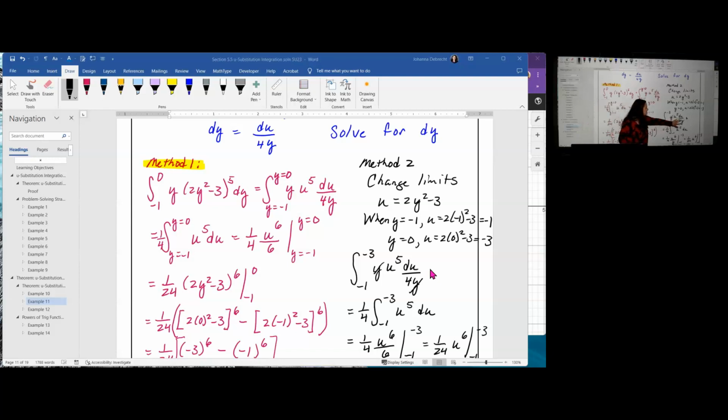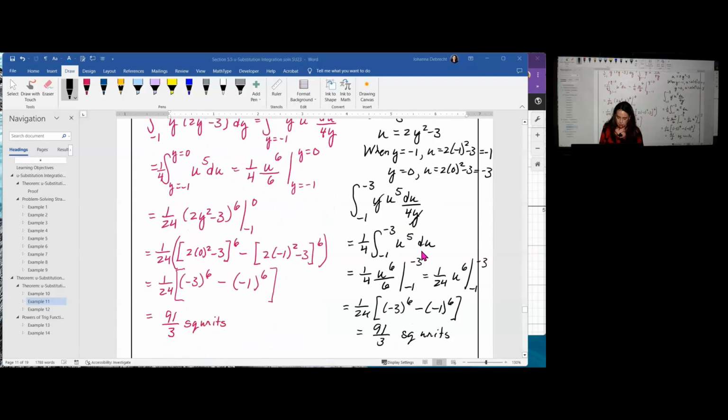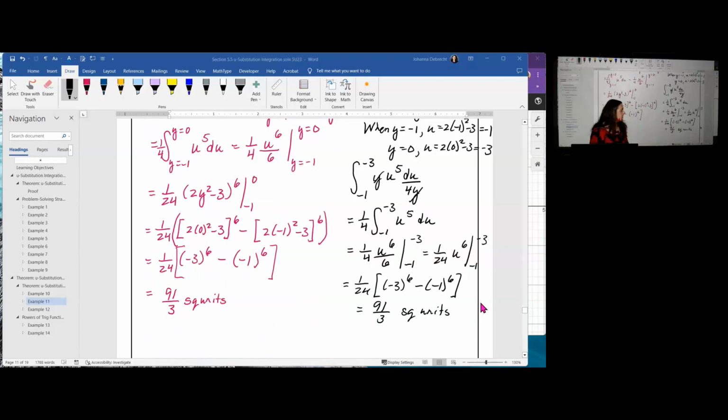Then you go ahead and substitute them in, and you integrate with respect to u. Again, you end up with 1/24 u to the 6th, but this time evaluated between u equal -1 and u equal -3. You substitute the values in, the arithmetic is simpler, and you get 90⅓ squared units.